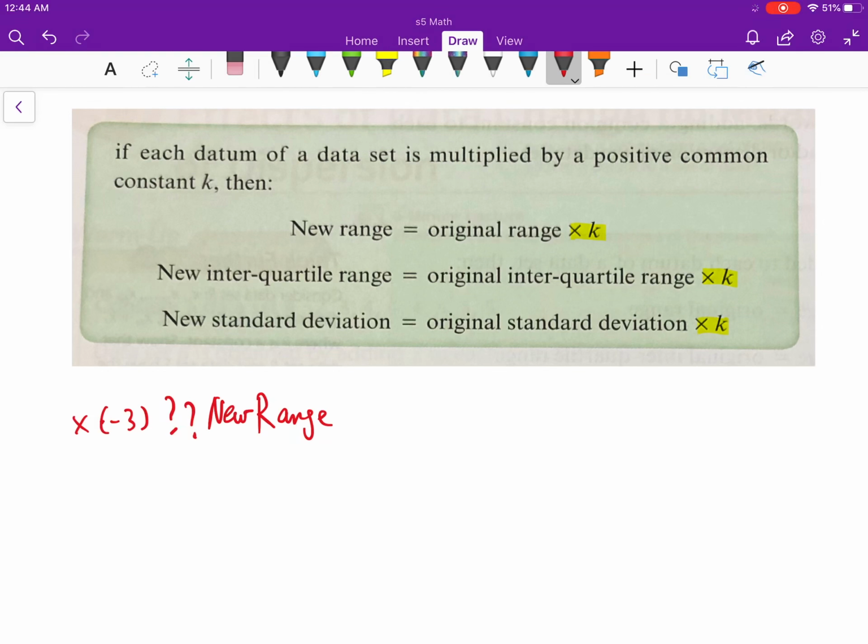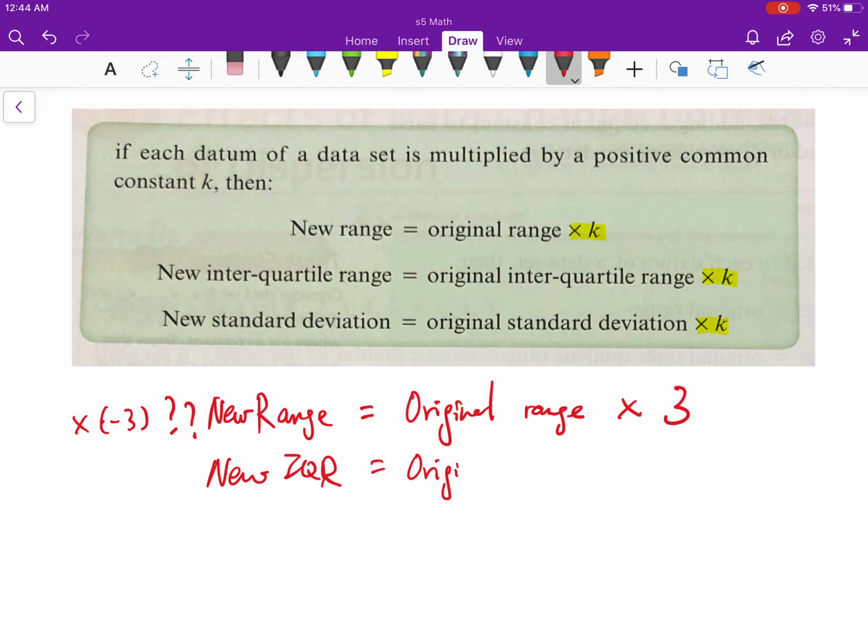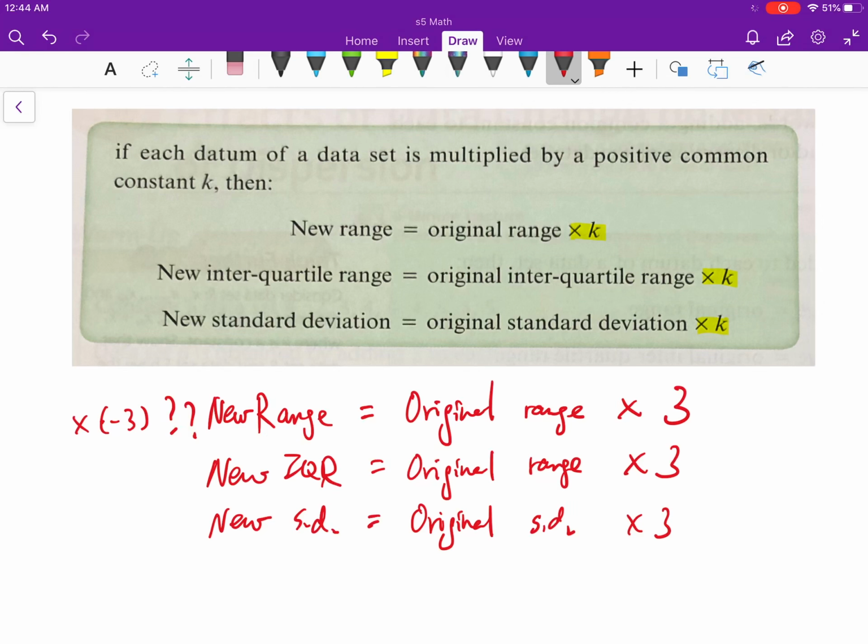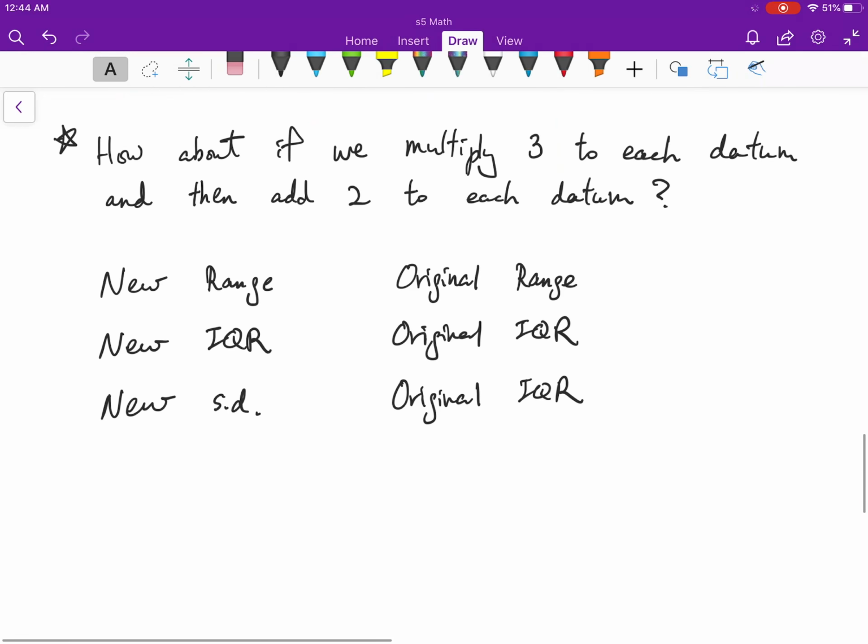Then how about if we multiply by -3? The new range will actually equal the original range multiplied by 3 instead of -3. The same goes for the IQR and the SD: they will all be multiplied by 3. Get it?